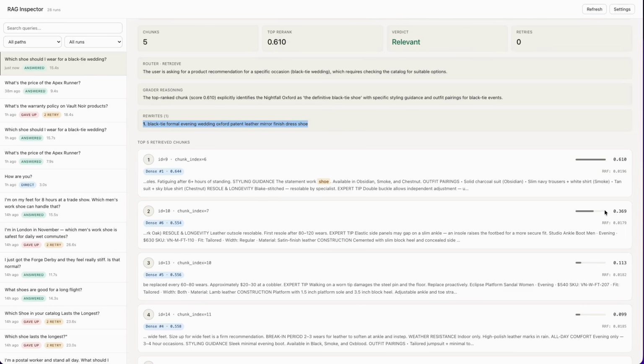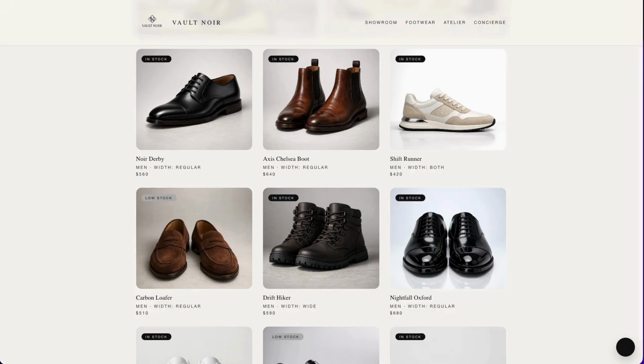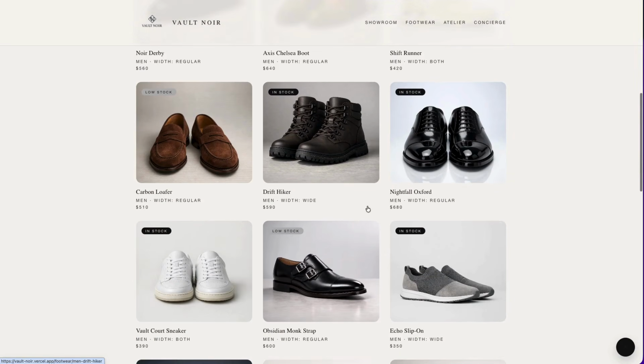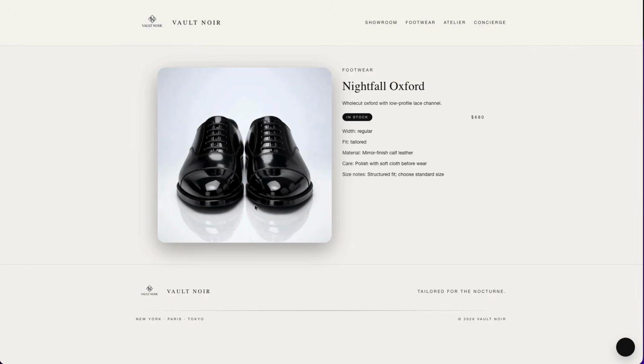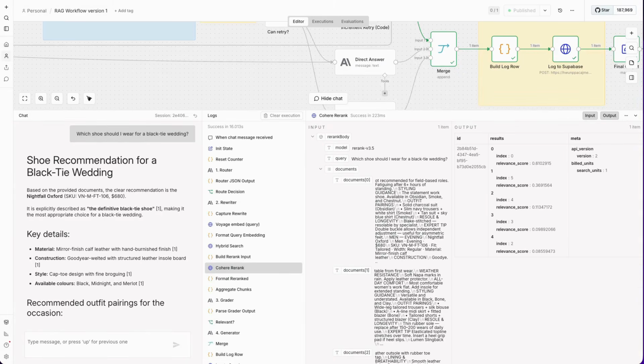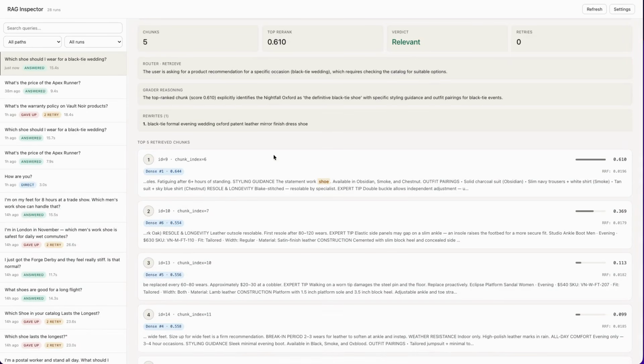So you have 0.610, which is the top chunk. And you can see that the top ranked chunk explicitly identifies this Nightfall Oxford, which is the definite black tie shoe with specific styling guidance and outfit pairings, right? So if I go back to my website and look for this Nightfall Oxford, let's see. Yeah, there you go. That's the one. So this is a shoe that you would typically wear for a black tie wedding with a tuxedo and all of that good stuff. And so that's how we came up with this conclusion.